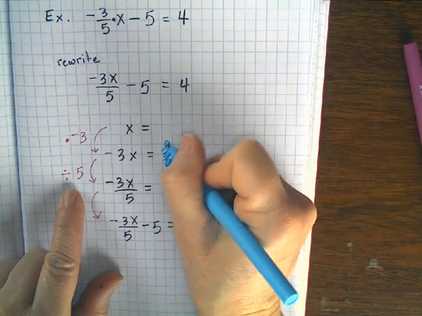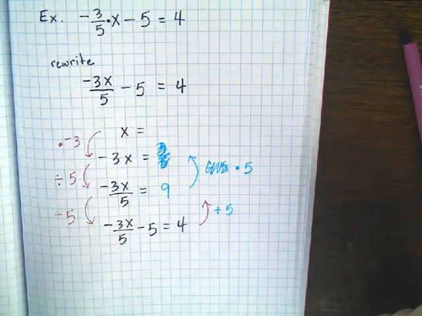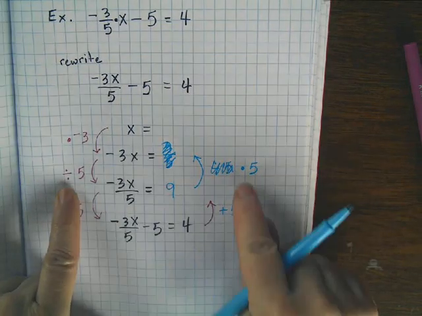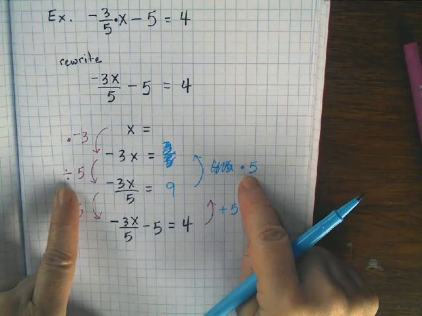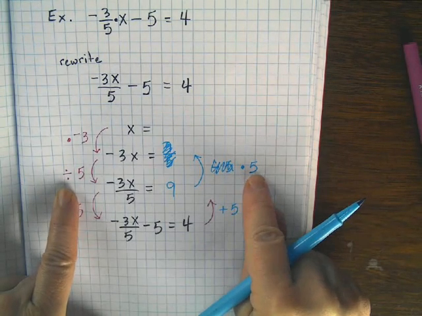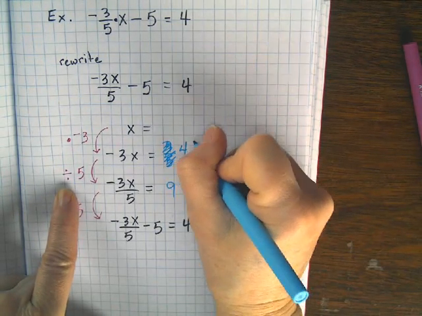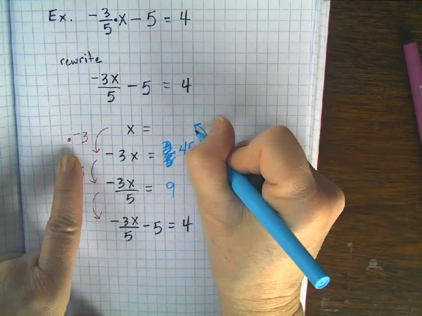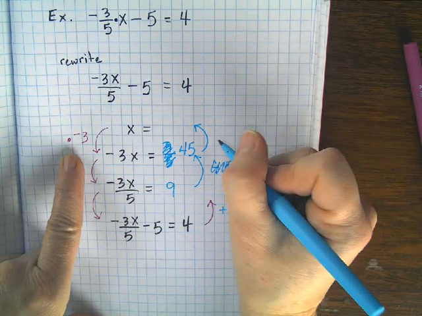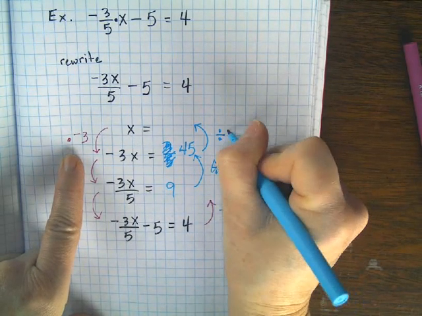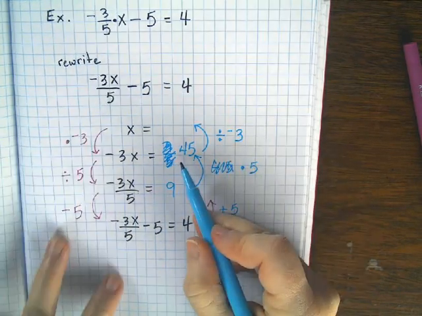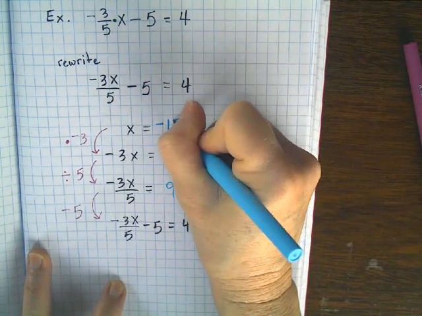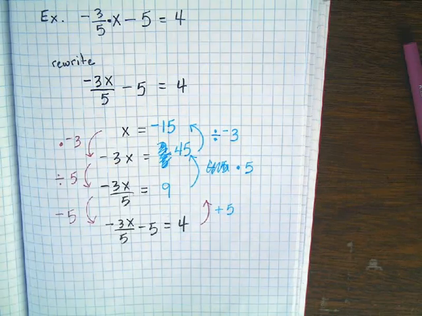It was looking so pretty with all those colors, and then I messed up. I'm sorry. All right. So this says divide by 5, so I need to multiply by 5. 9 times 5 is 45. Sorry about that. And now I need to divide. This says times, so the opposite is divide by negative 3. 45 divided by negative 3 is negative 15. Is that the same answer as I got before?